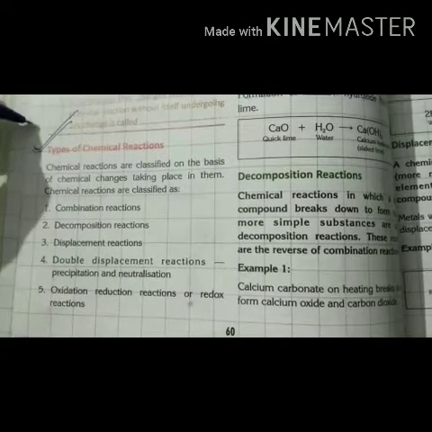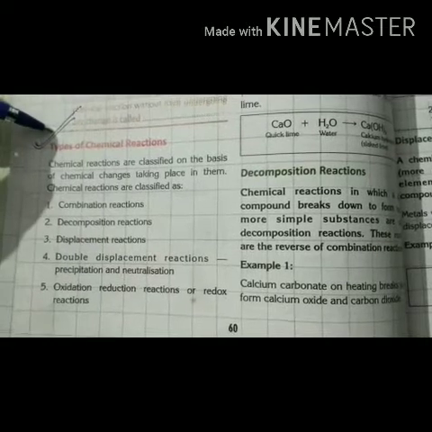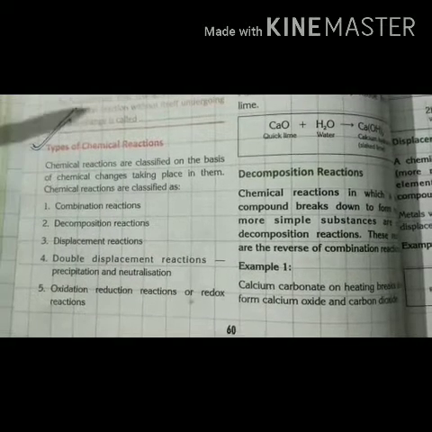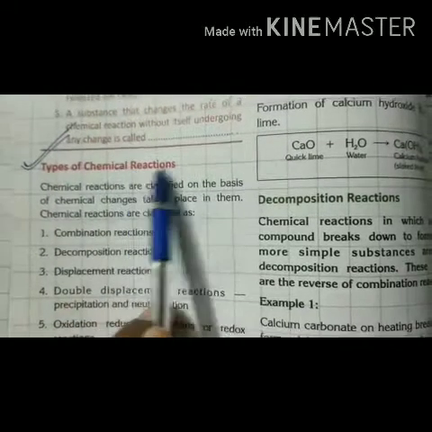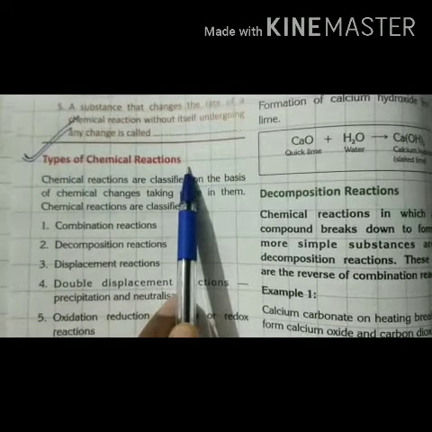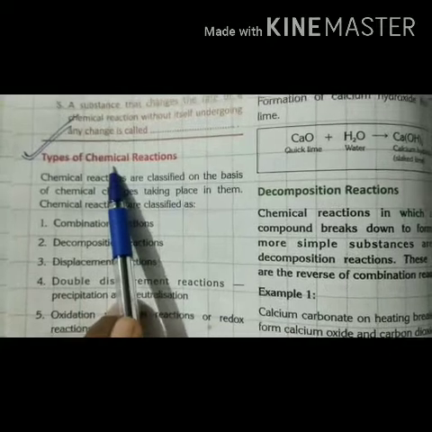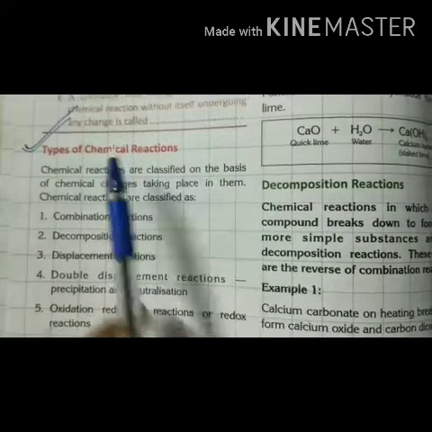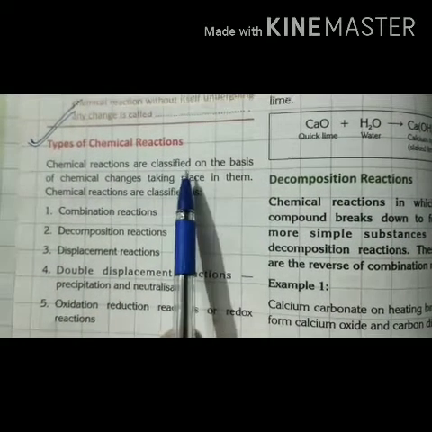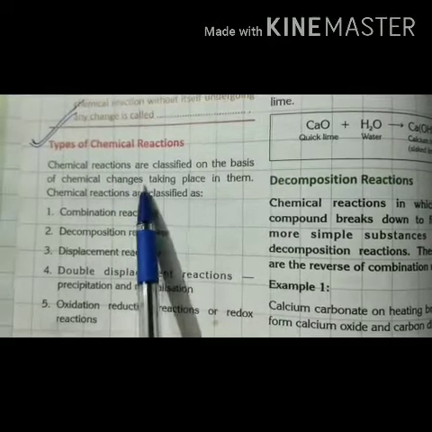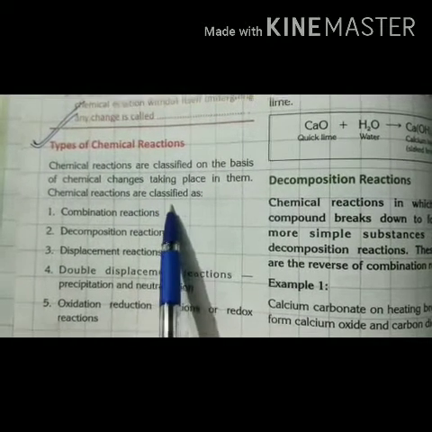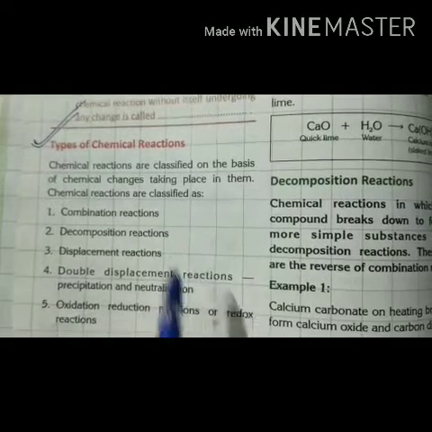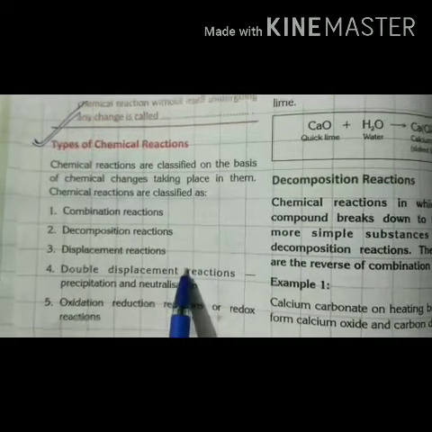In our last lecture, we had studied about the characteristics of chemical reaction. So today we will start types of chemical reaction, like how many types of chemical reaction are found. On the basis of chemical changes in the chemical reaction, they are classified into the following types.